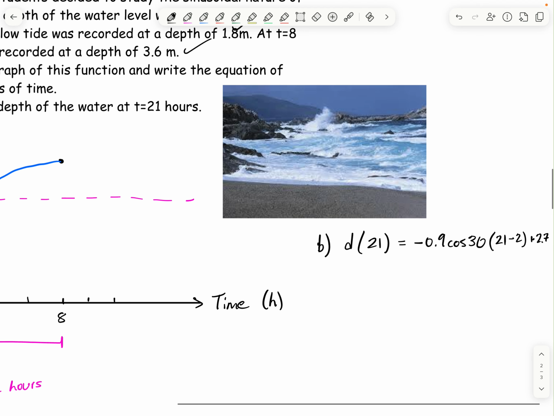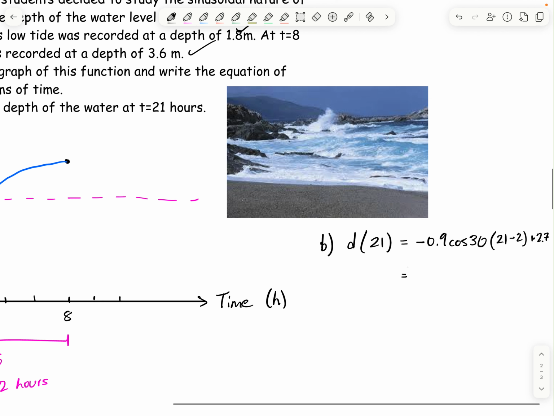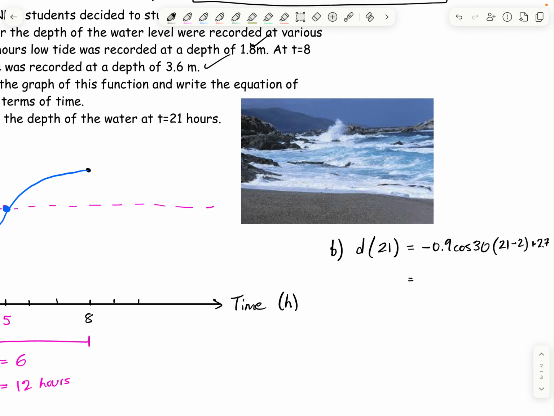Okay, and if you plug this in the calculator, you're going to get, let's do it right here. So negative 0.9 cosine 30 times (21 minus 2), plus 2.7, and you'll get, okay, let's see if we're doing this right. Yes, I need to make sure to put the brackets here. Otherwise it doesn't know.